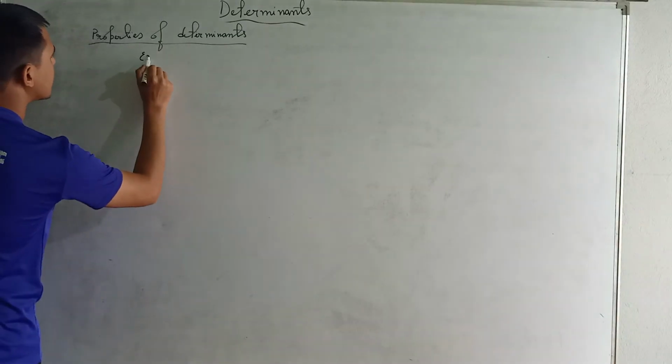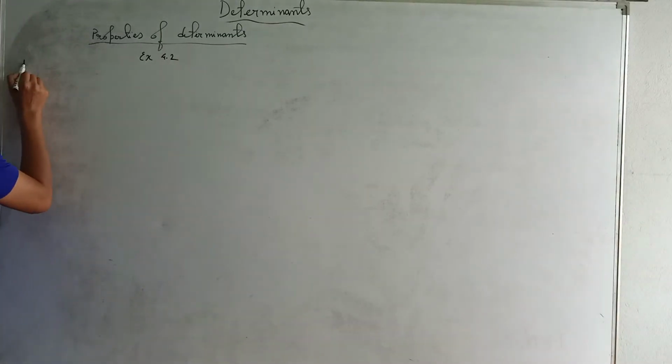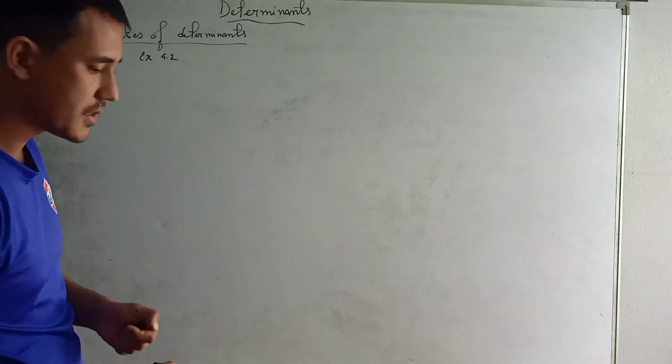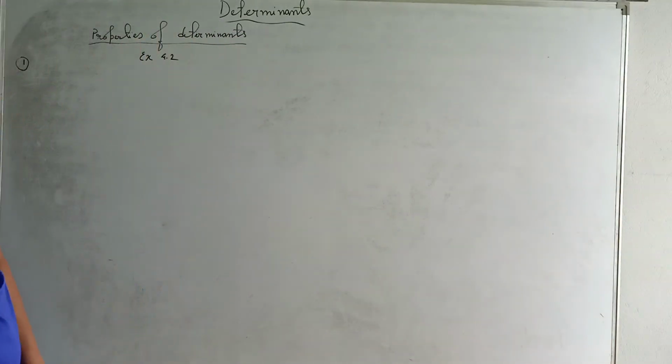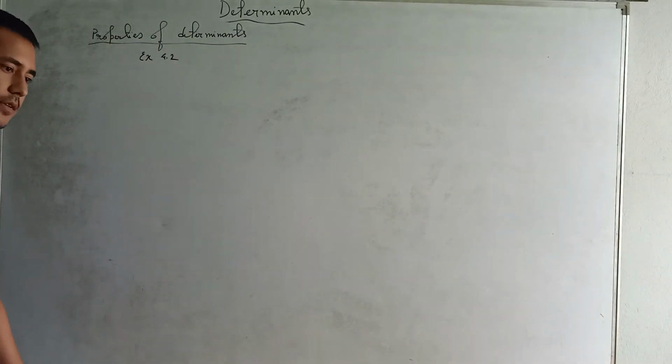So let's start with exercise 4.2. The first question. Sometimes this exercise will be very confusing, but knowing all the properties, things become very easy.